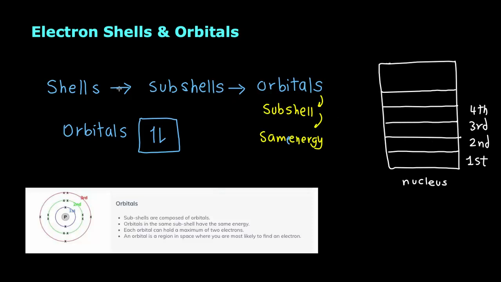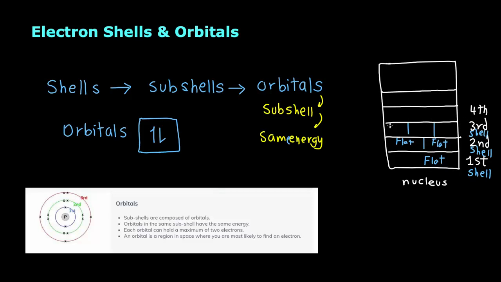Whenever I'm trying to imagine the shells, subshells, and orbitals, I like to imagine them like the same building. Let's say that on the first floor, there is only one flat. Having one flat makes me imagine that there is one subshell in the first shell. In the second shell, there are two flats, the first flat and the second flat. So how many subshells are there? There are two subshells.